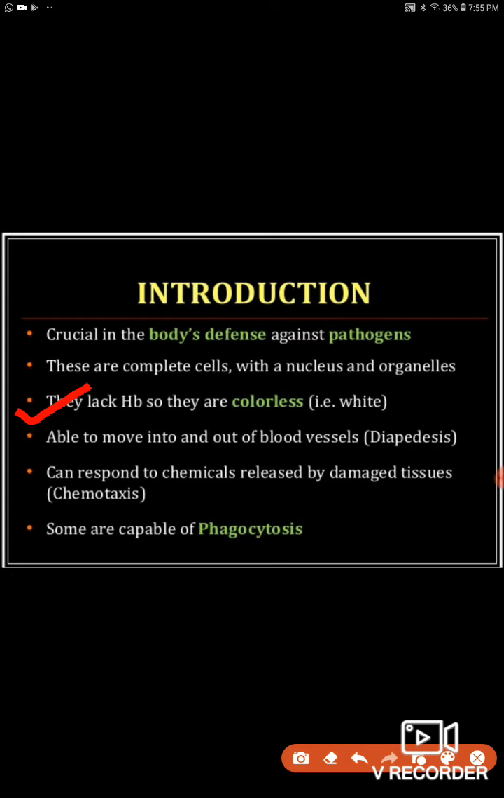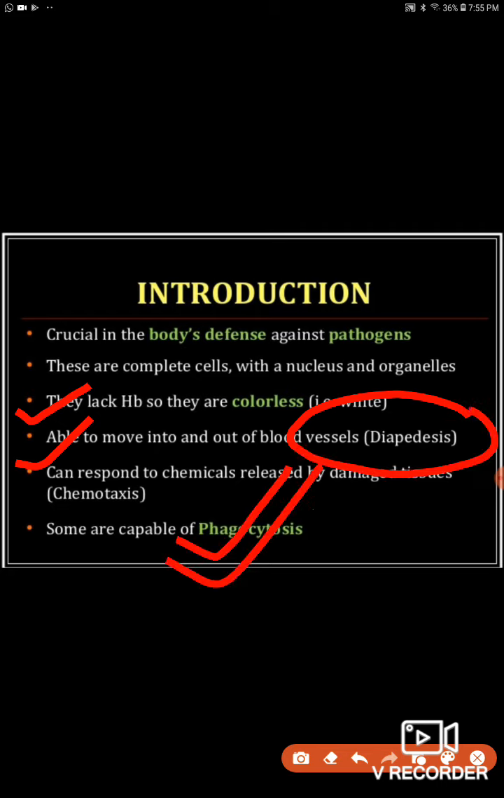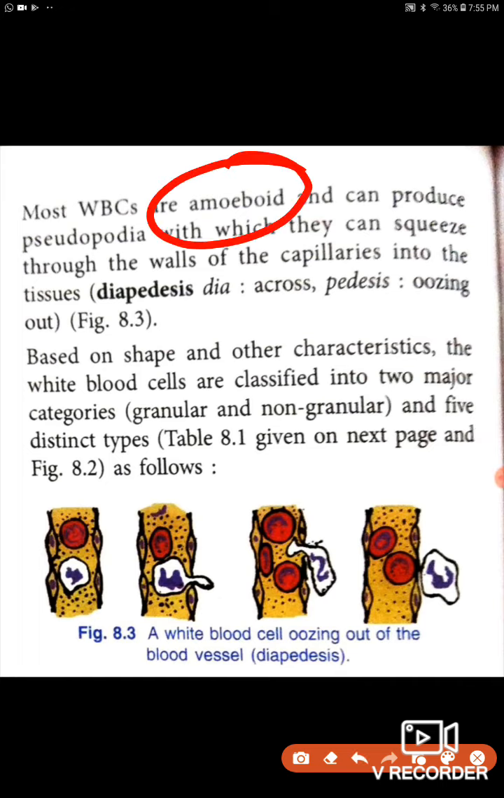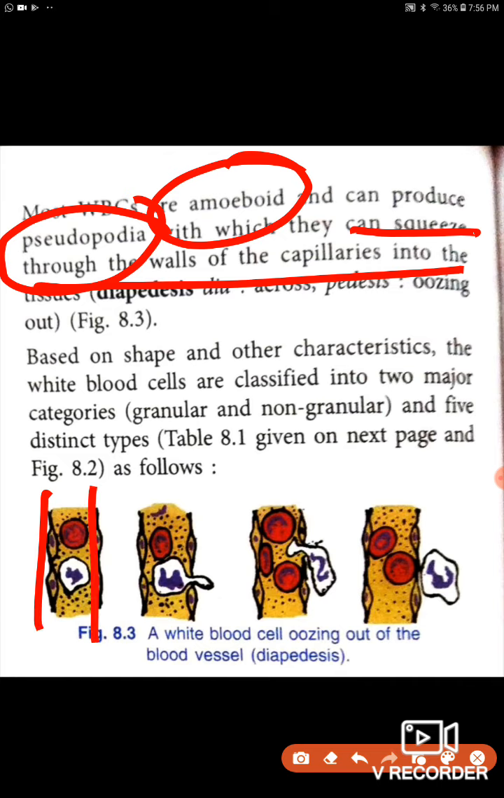They are able to move out of the blood vessels, and this capacity is called diapedesis. Underline this word. It was asked many times in our board exam. What is diapedesis? Most WBCs are amoeboid in structure and can produce pseudopodia. Because of that, they can squeeze through the wall of a capillary. If this is a capillary, they can squeeze through it, move through it, and come out. So this is called diapedesis.